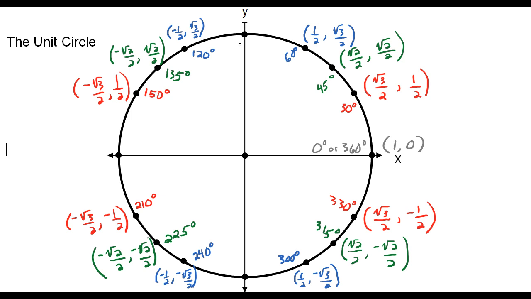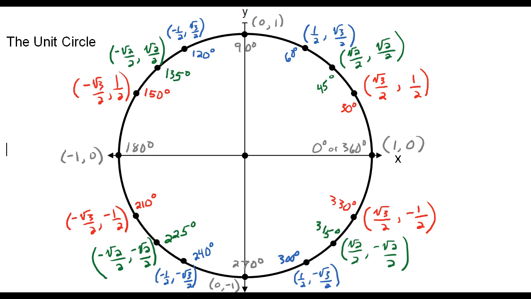This is 90 degrees, and its coordinates are 0, 1. Over here, this is 180 degrees. The coordinates here are negative 1, 0. And down here is 270 degrees. And the coordinates here are 0, negative 1.